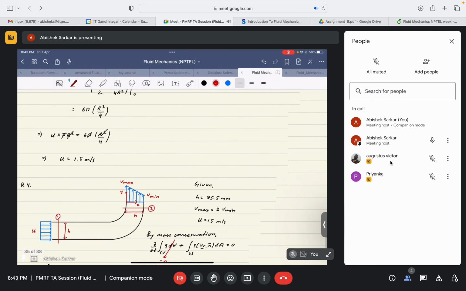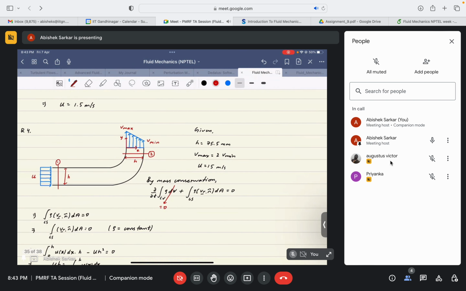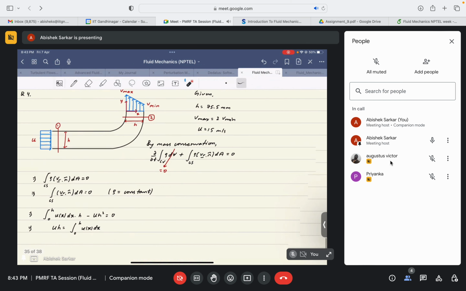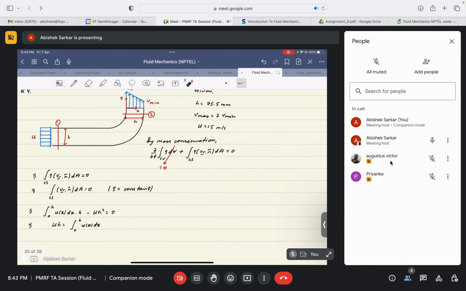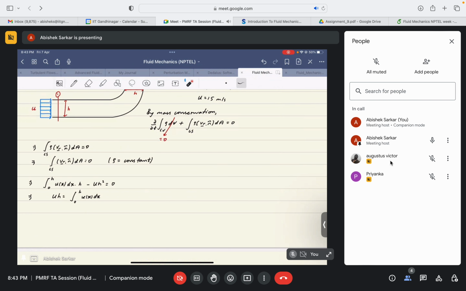So this is the problem. Again, as you have rightly pointed out, Victor, the first term would get cancelled out, so only the second part of the mass conservation would remain since it's steady flow, and rho is also constant, they mentioned. So you get integration of Vr dot n cap dA is equal to 0. At the exit it would be a positive sign, so integration of 0 to h u of x dx h.